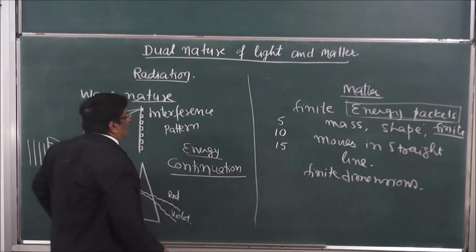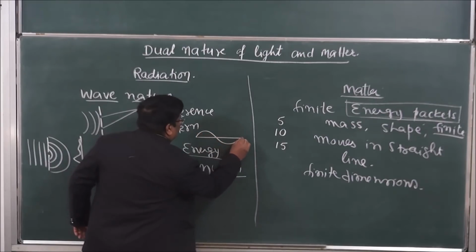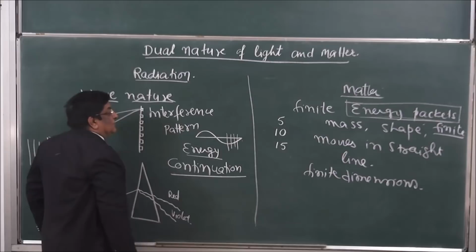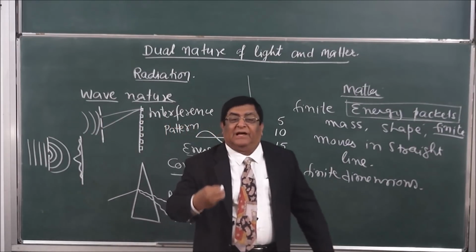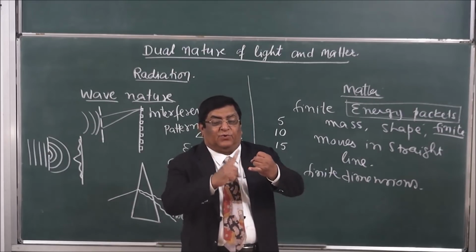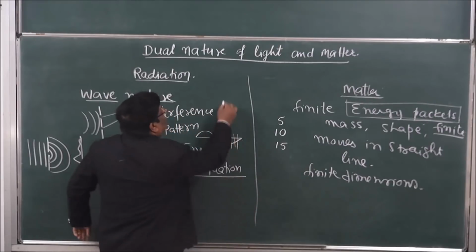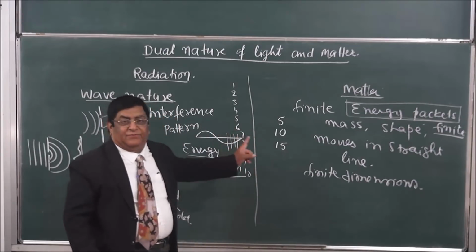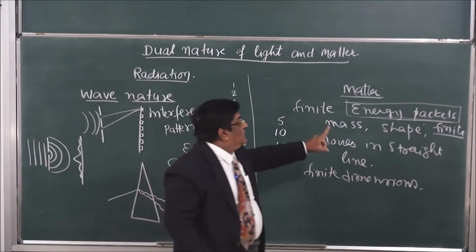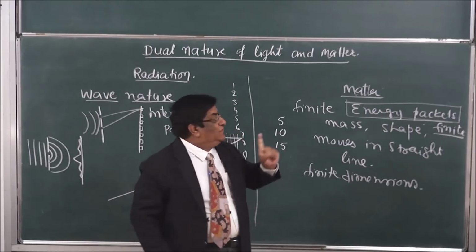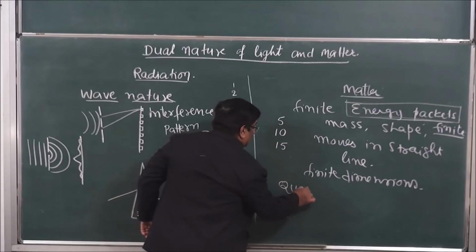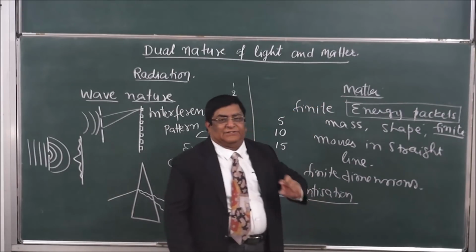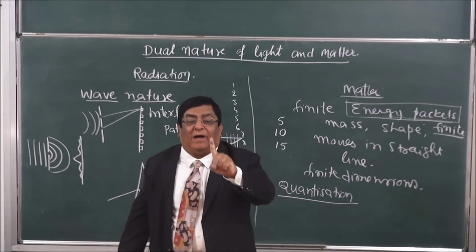But in case of waves, this much energy, this much energy, this much energy, this much energy. So in the wave you get continuation of energy, and here you can get the energy 0, 1, 2, 3, 4, 5, 6, all the values. So in waves you get the energy in all the values, while in matter you get energy in packets. This is quantization of energy. So in matter you get energy in quantities, fixed quantities of one particle.